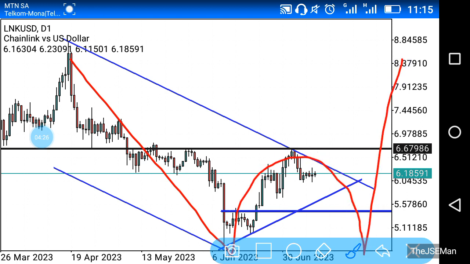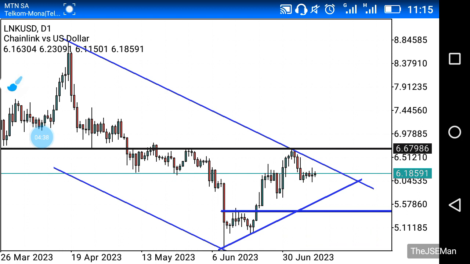So what I'm doing at this point, guys, is just speculating and showing you some of the possible outcomes that we may encounter in as far as this particular crypto goes. And yeah, let's continue. So what else do we see on the daily chart?